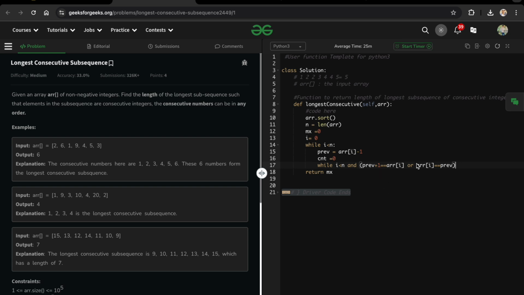In this case, if array of i double equals previous, that means we got the same number again. Previously it was 2 and now also it is 2, so we have to skip it. Okay, so if previous plus 1 equals array of i, then only our count will be increased, and previous will be array of i, and i plus equals 1.